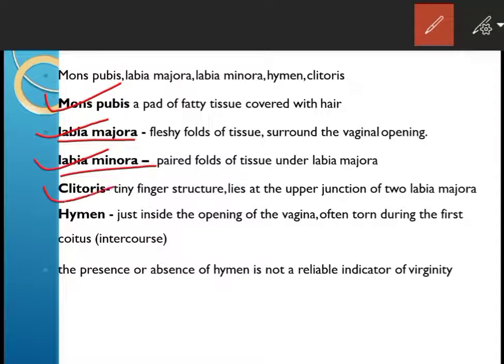Clitoris is the small erectile organ which lies at the upper junction of the labia minora above the urethral opening. It is the homologous of glans penis of males.